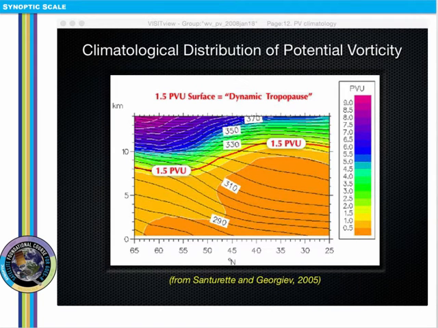This schematic shows the climatological distribution of potential vorticity. Height is on the y-axis and latitude is on the x-axis, with higher latitudes to the left. The schematic defines the dynamic tropopause as the height of the 1.5 potential vorticity unit, PVU, surface. As would be expected, the dynamic tropopause generally exists at a lower altitude at higher latitudes toward the poles, and at a higher altitude in the tropics. PV units generally increase with height, and because they are related to stability, PV units are largest in the stratosphere where a temperature inversion exists.